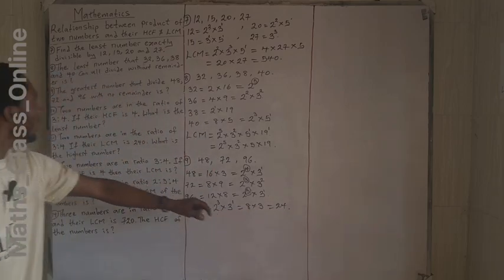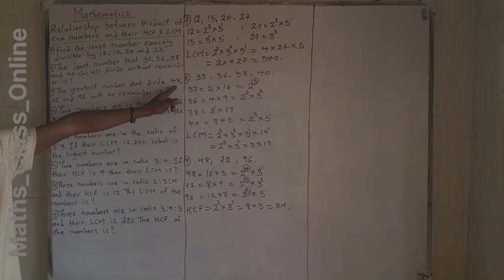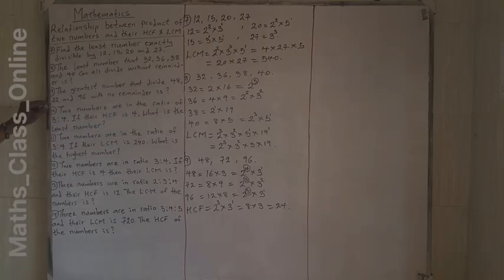This means 24 is the greatest number that can divide 48 without any remainder, also divide 72 without any remainder, and divide 96 without any remainder.